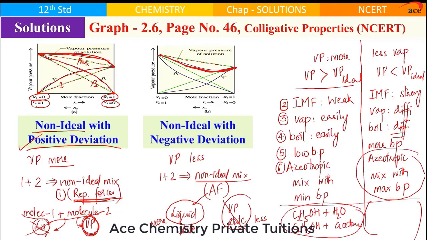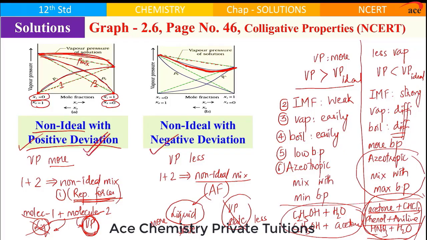Yes, example is available. What is that example? Acetone plus chloroform. Another example, phenol plus aniline. Another example, nitric acid plus water. All these mixtures have maximum boiling point because they have stronger forces in their resultant conditions. So these were the two graphs for non-ideal mixture.